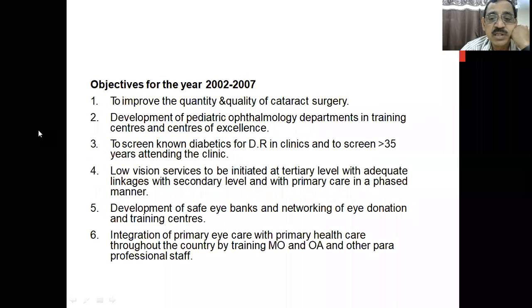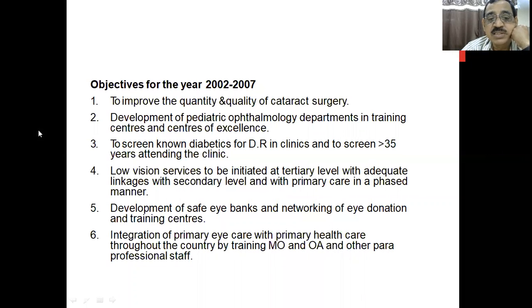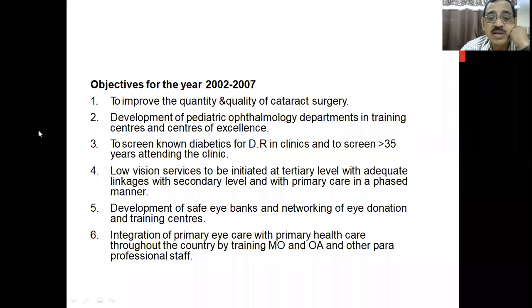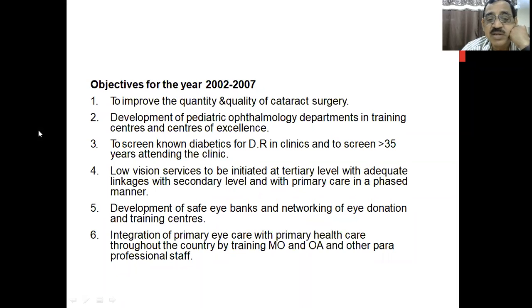The objectives for the year 2002 to 2007 are to improve the quantity and quality of cataract surgeries, even at the rural level; development of pediatric ophthalmology departments in training centers and also centers of excellence; to screen known diabetics for diabetic retinopathy in the clinics and to screen those greater than 35 years attending the clinic; low vision services to be initiated at tertiary level with adequate linkages with secondary level and primary care in a phased manner; development of safe eye banks and networking of eye donations and training centers; and integration of primary eye care with primary health care throughout the country by training medical officers, ophthalmologists and other paramedical personnel.